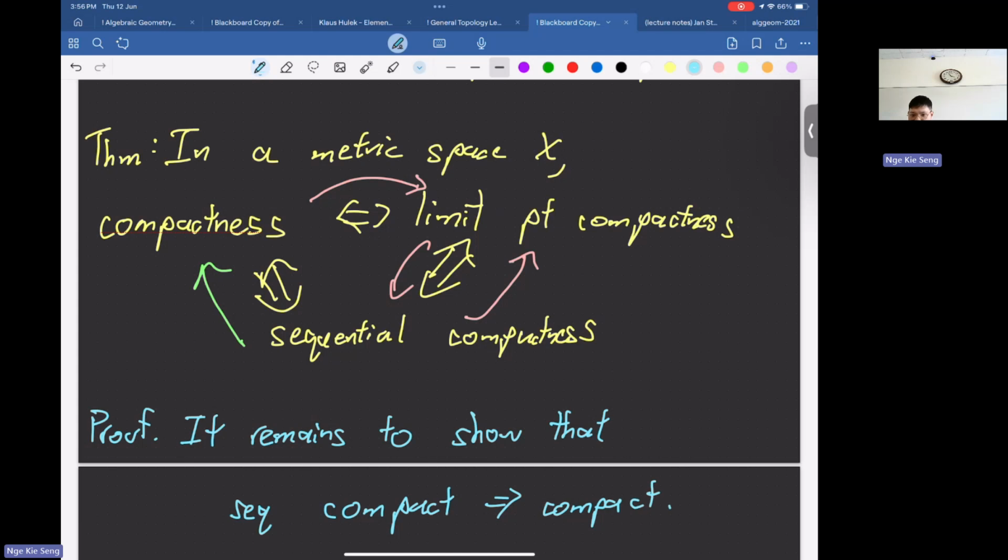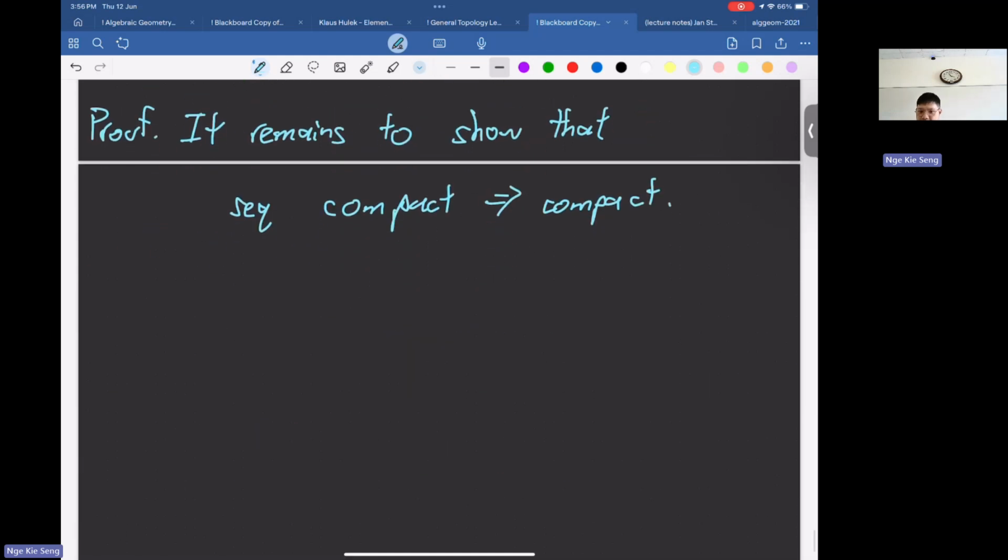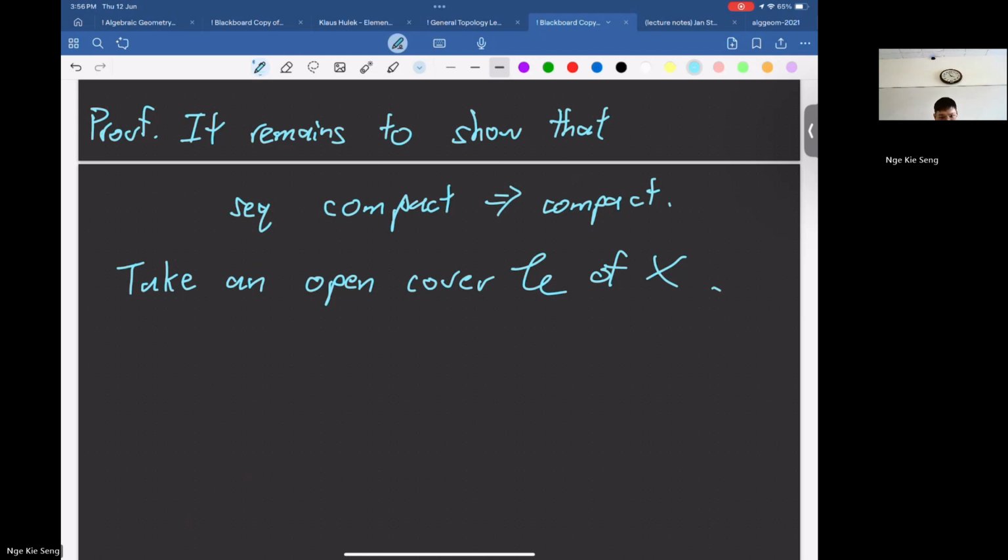So we need to do the open cover thing. Let's take an open cover C of X. Then we need to show that this has a finite subcover. So we have all this totally bounded stuff, right? This is a metric space. Is it totally bounded? Just now we showed that it's not always true, right? But what case is true? When your metric space is sequentially compact.